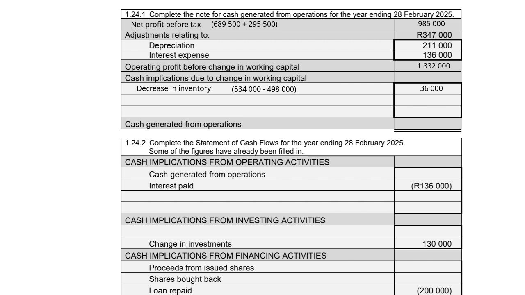For debtors, we go to 2024, it was 566,000 Rand. And in 2025, it was 582,000 Rand. So we are going to have an increase in debtors. 582,000 minus 566,000 gives you 16,000 in brackets, as it is an outflow of cash.